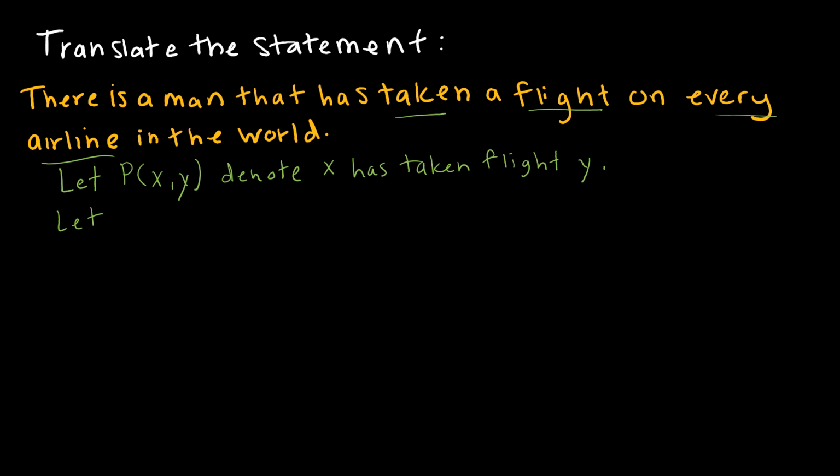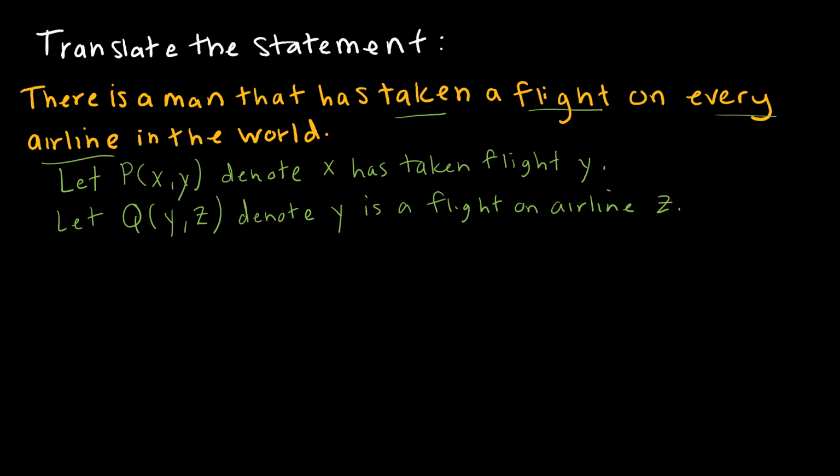And then we're going to let Q of X,Y, or nope, let's go Y,Z just to not make anybody get a headache. Q(Y,Z) denotes that flight Y is a flight on airline Z. So whatever letter I use for a flight, I'm just going to make sure I use that letter again as a flight. So now back to my sentence.